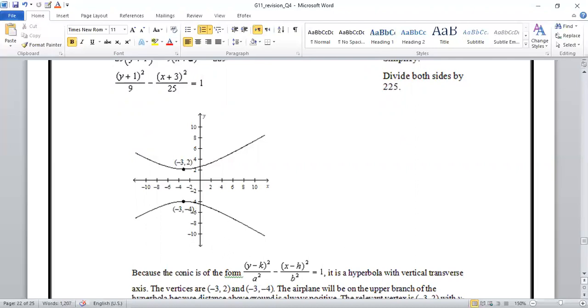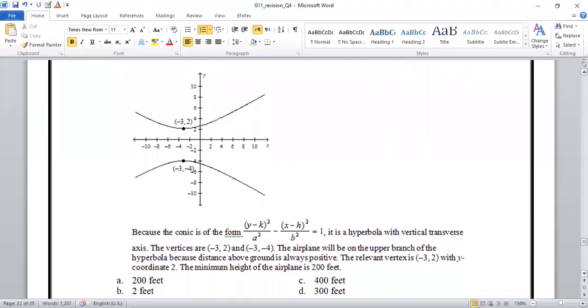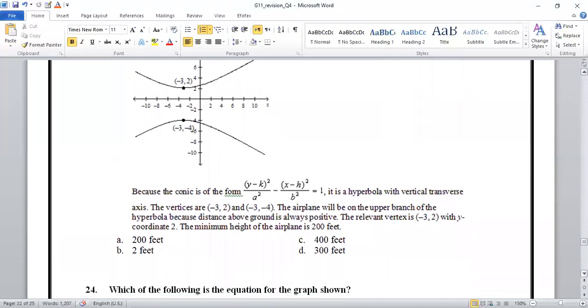The airplane will be on the upper branch of the hyperbola because the distance above ground is always positive. The relevant vertex is (-3, 2) with y coordinate 2. The minimum height of the airplane is 200 feet. So the answer will be number A.